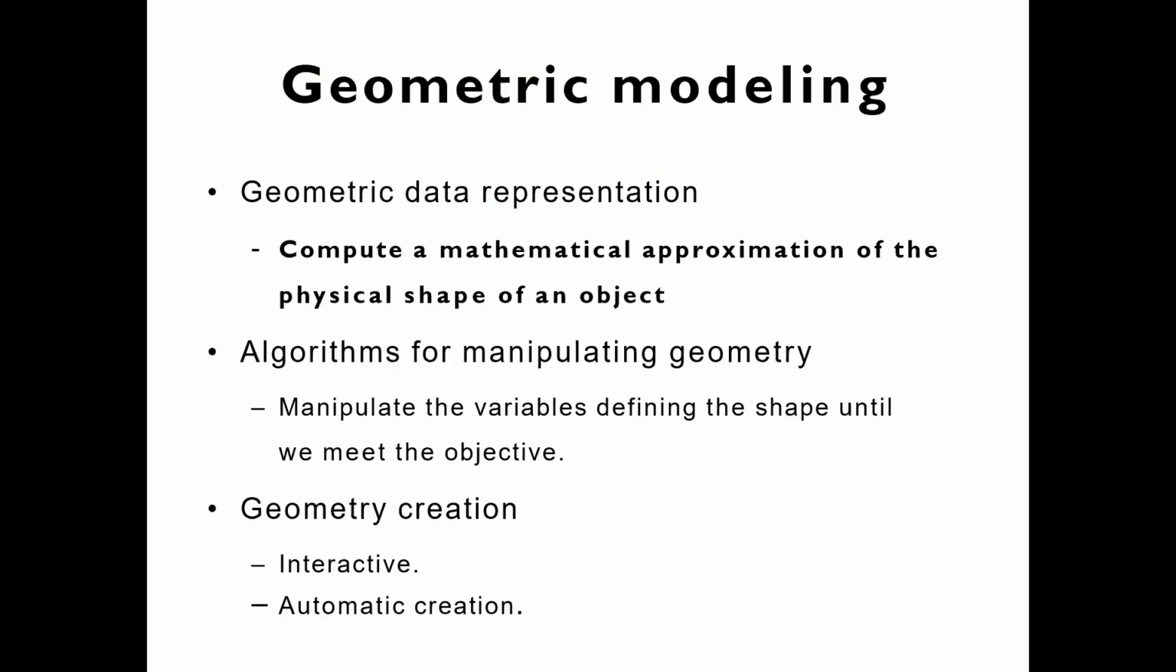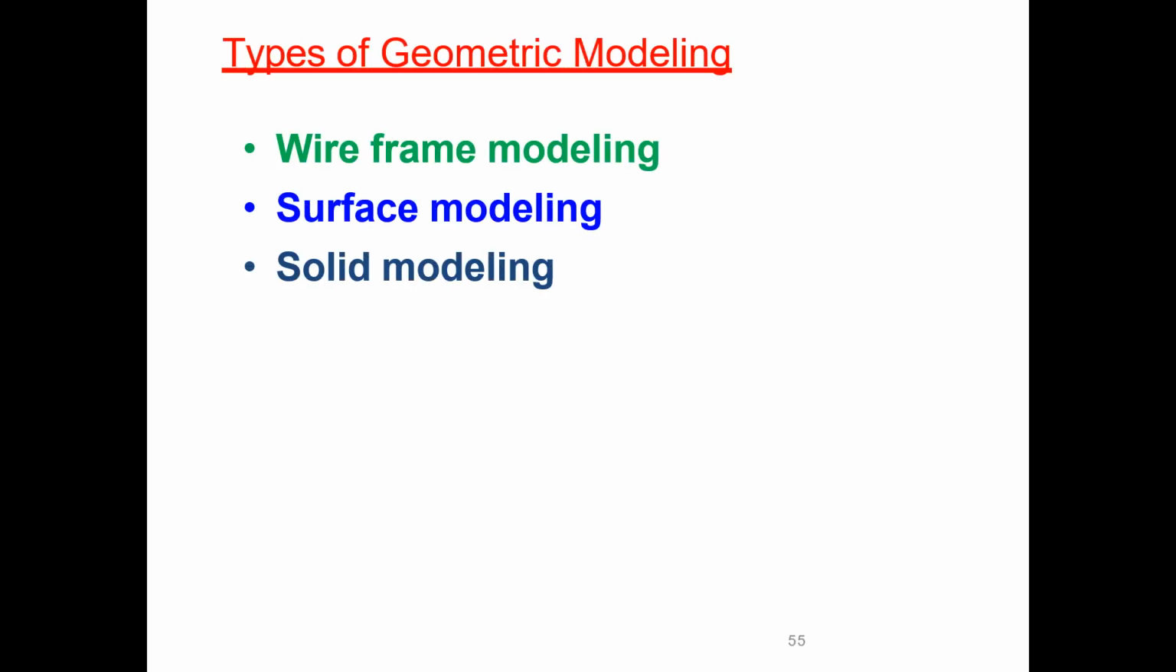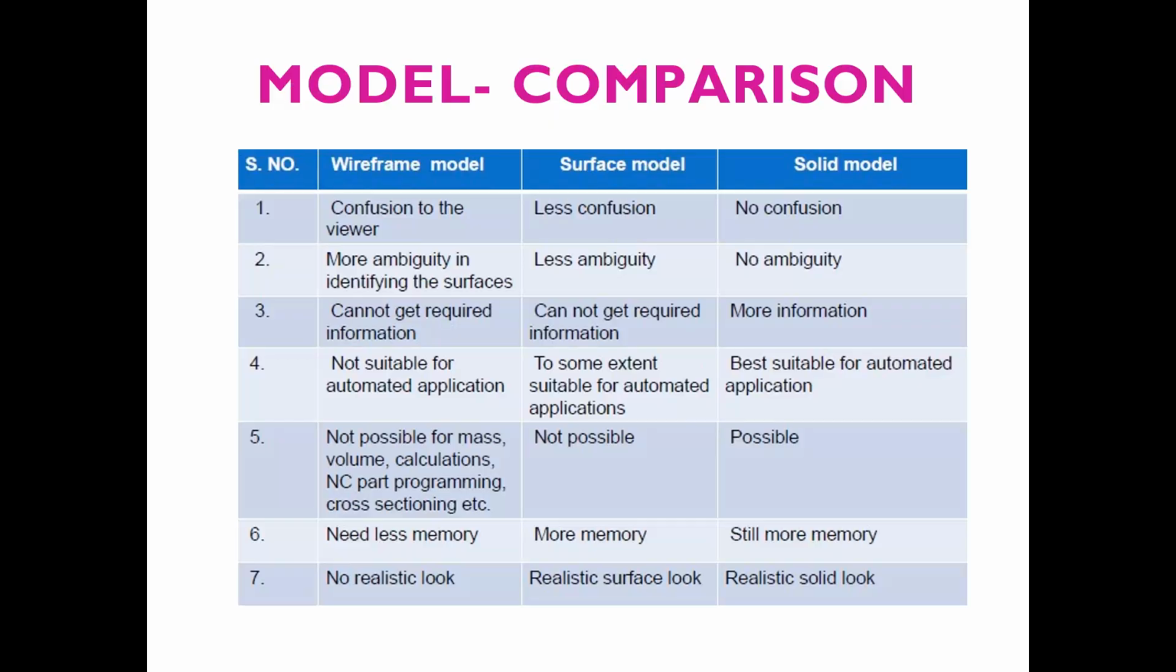So in our previous class, we had seen what is geometric modeling and what are the different basic types of geometric modeling. So we defined geometric modeling as a combination of mathematical calculations and computer graphics. So a combination of these two together makes up geometric modeling. And we had seen the three different types of geometric modeling very briefly, and the differences between these three. So we had gone through this table.